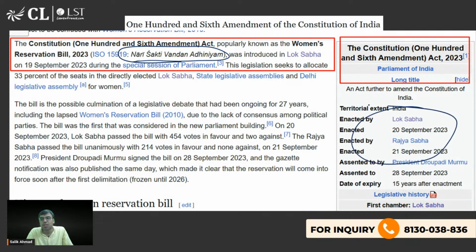It was passed. So this was the first constitutional amendment passed in the new parliament building. ठीक है. So that is what you should be knowing. But it is not implemented yet. Why? Because actually it needs that after the census is done and the delimitation is done, after that this will be implemented. That is the idea.